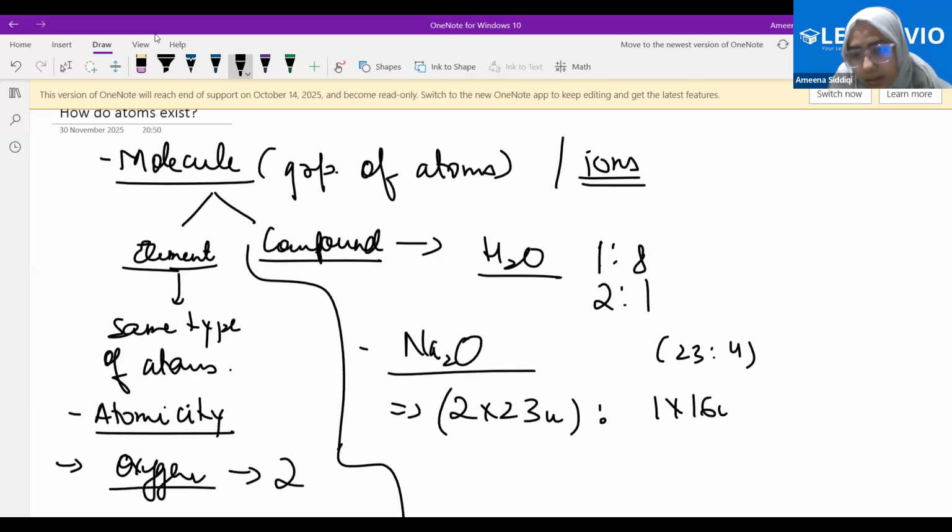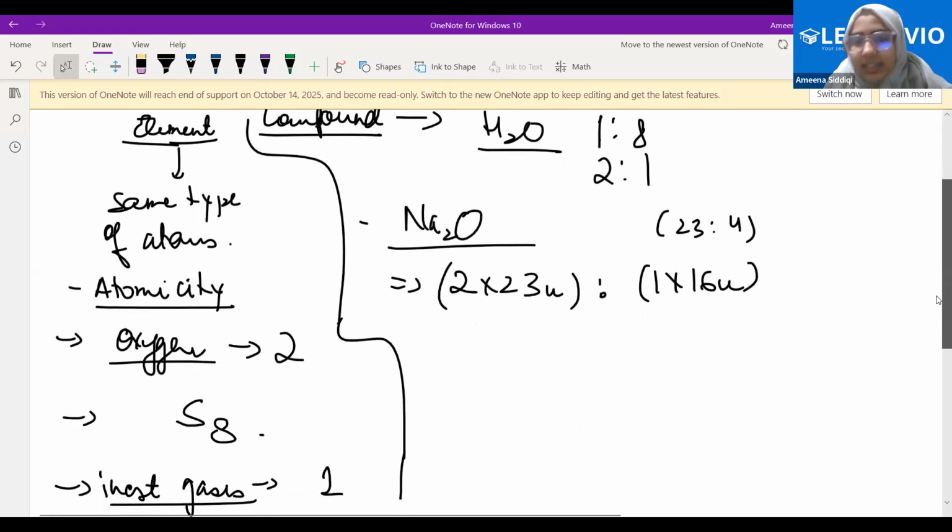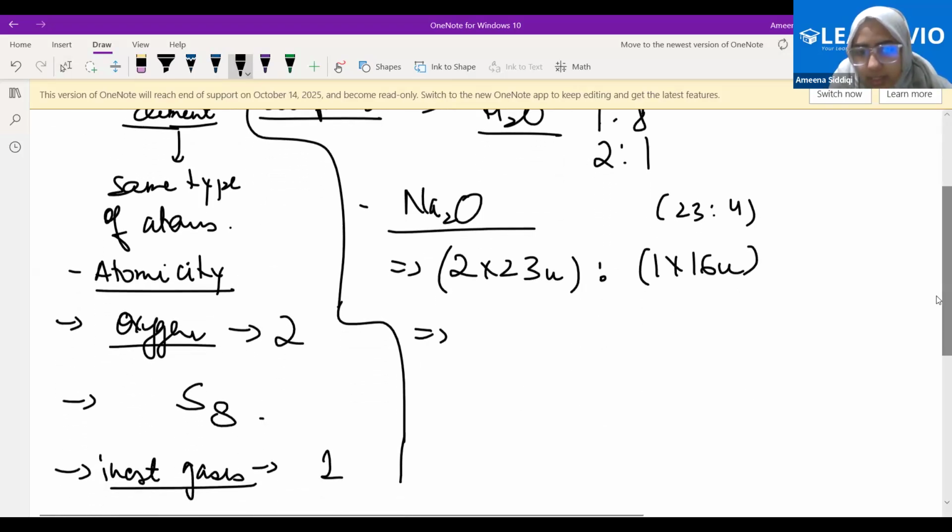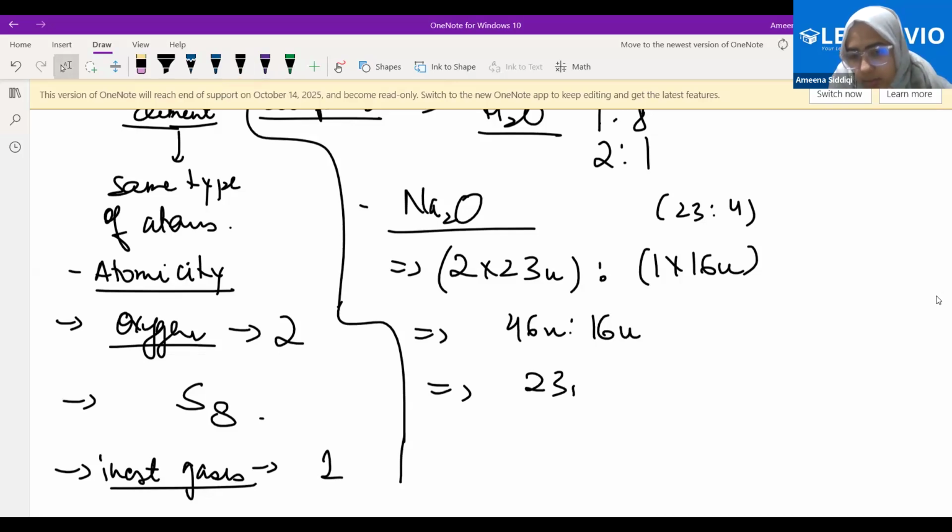16. What is 8 for oxygen? Atomic number. Don't get confused. Mass number being 16, atomic number being 8. What is the proportion we get? So 46 u is to 16 u. Cancel, and the ratio is 23 is to 8.